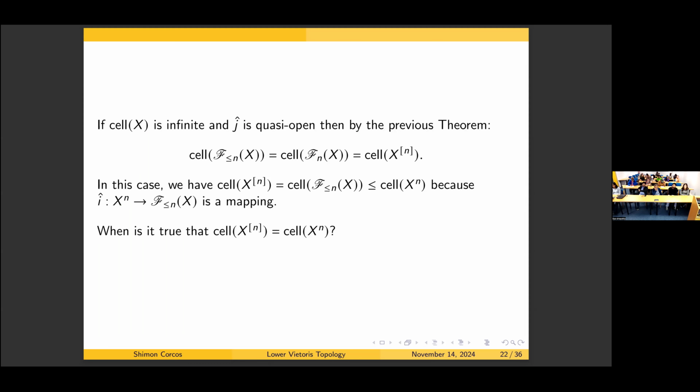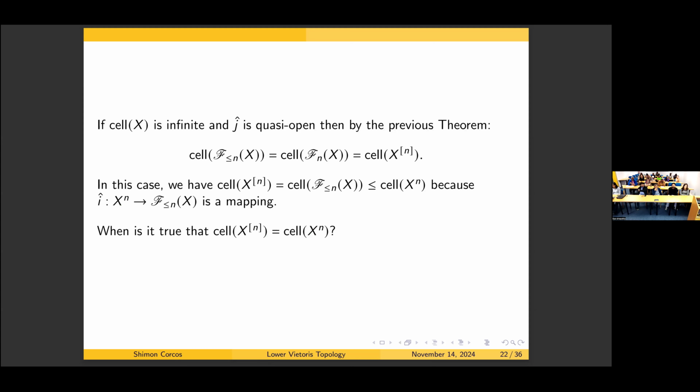So this is what I was talking about just now, that from our theorem, we know that if the cellularity of X is infinite and J hat is quasi-open, then the cellularity of the symmetric n product and the hyperspace of n element sets is the cellularity of the augmented nth power. We're not finished yet because we still need to show that this is the cellularity of the nth power.